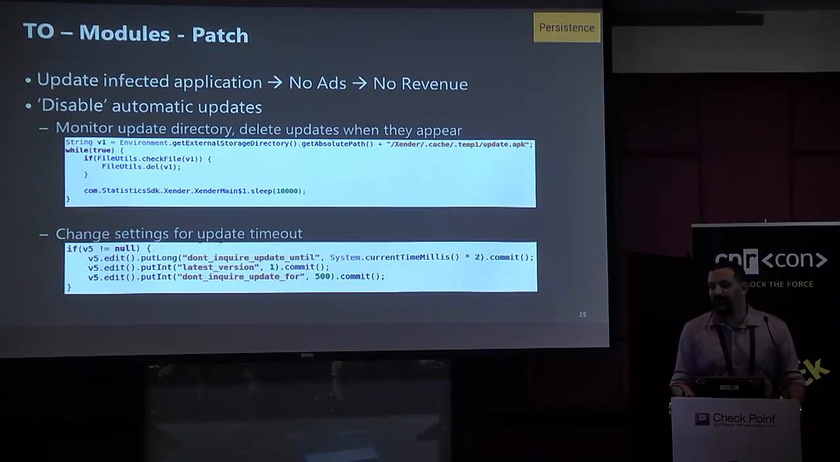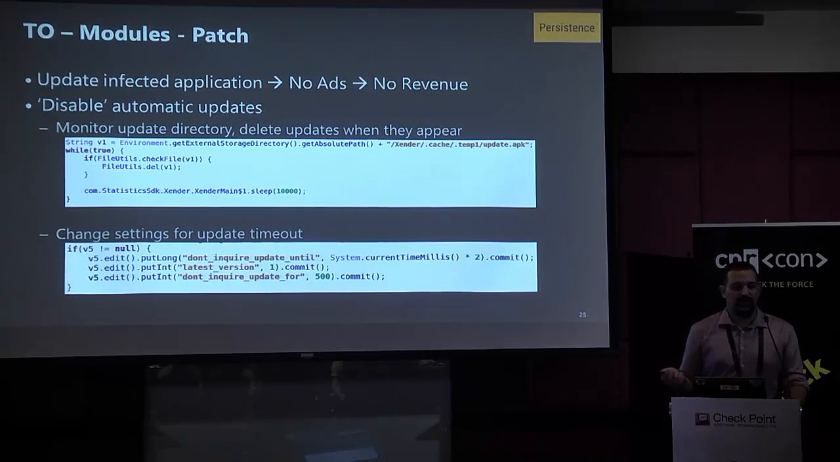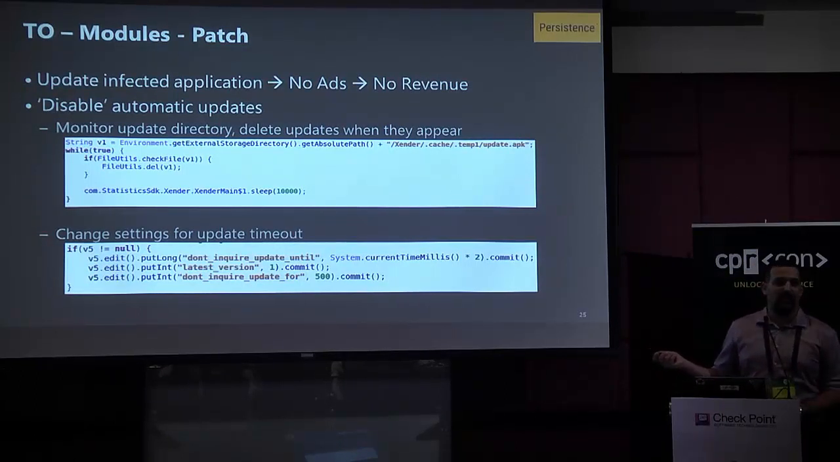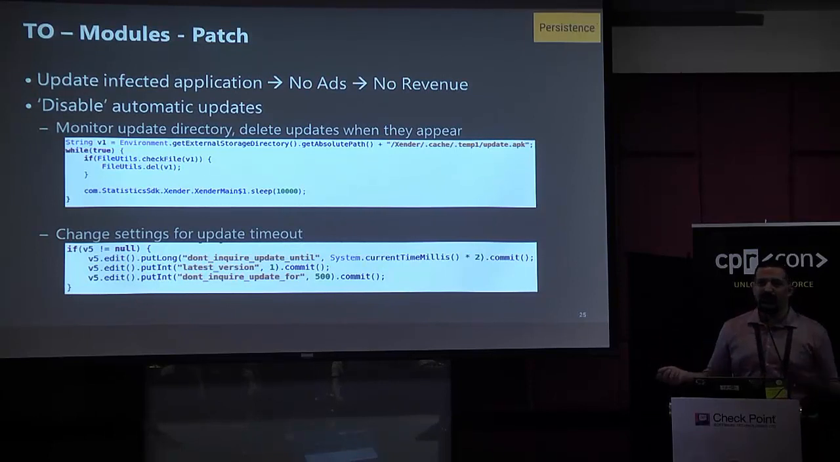No update for us. The second approach, if that application was installed from a market that supports this feature, is to change the settings of the automatic update. For instance, what is the latest version? So 1, everything beyond version 1 is the latest, we don't need to update. Or let's change the parameter that holds the interval between update checks, from an hour or a day to a year or even more.